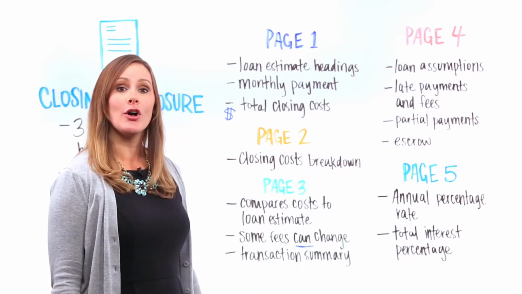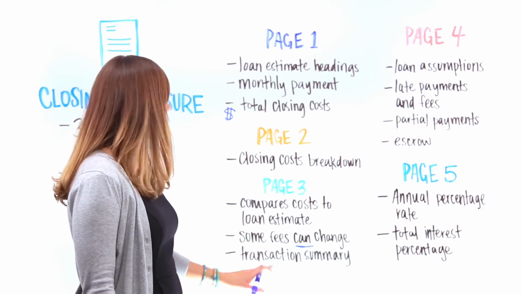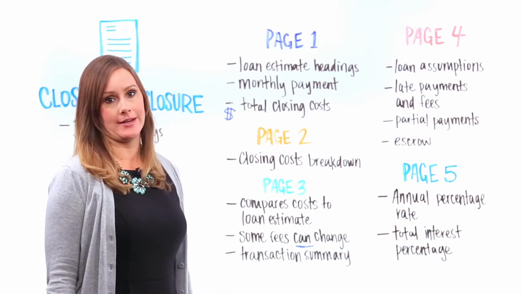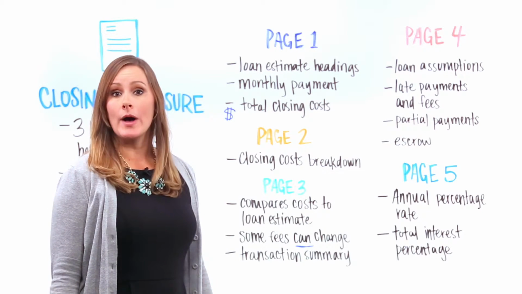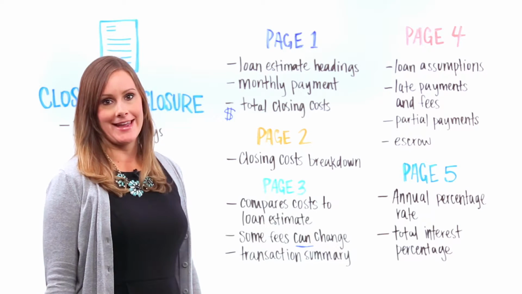On the third page, you'll also get a summary of the transaction from both the buyer's and the seller's perspectives, meaning you'll see your total cash needed to close, as well as how much cash the seller stands to gain.